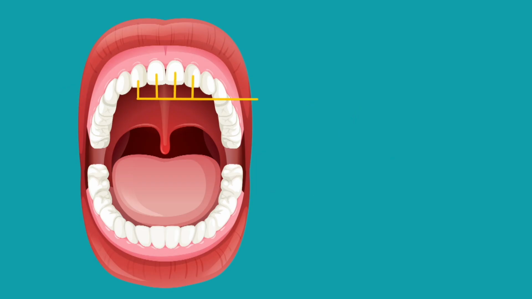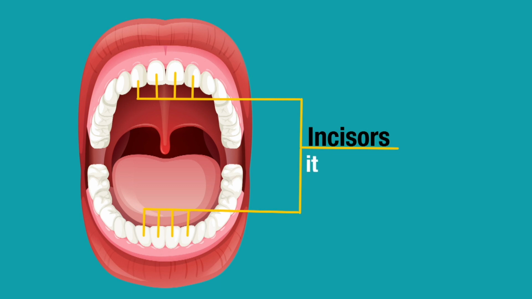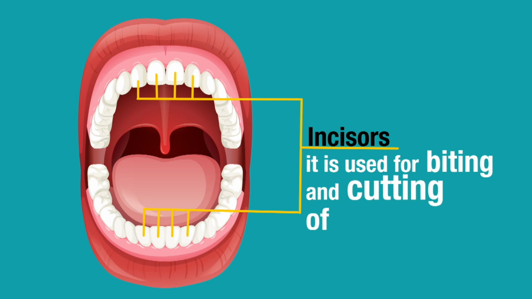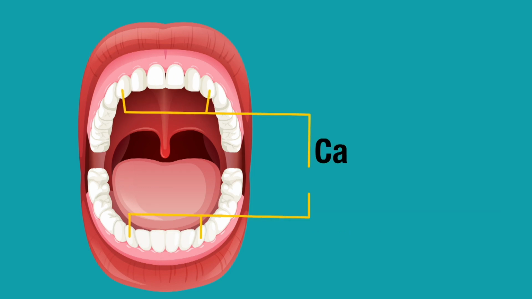Now, incisors. For what purpose are you using the incisors? The front teeth, the front row. Those four teeth in the front of the upper jaw and the lower jaw. What are they used for? They are used for biting and cutting. Okay. So, to bite and cut the food, they have sharp edges which help us to bite and cut the food. Okay.